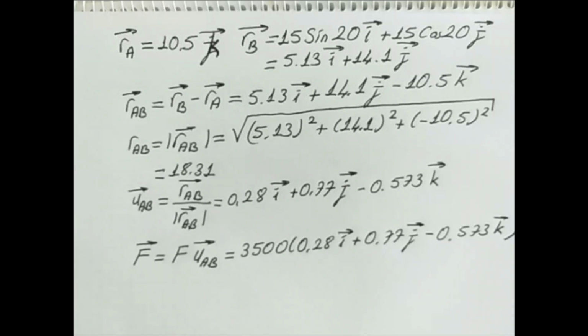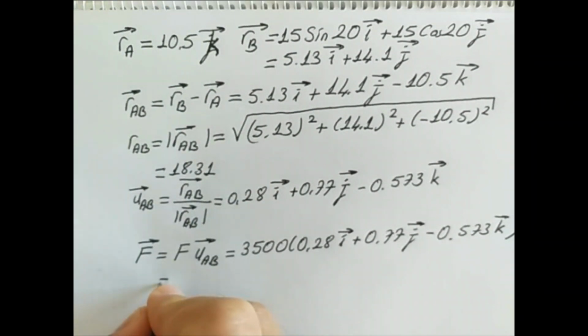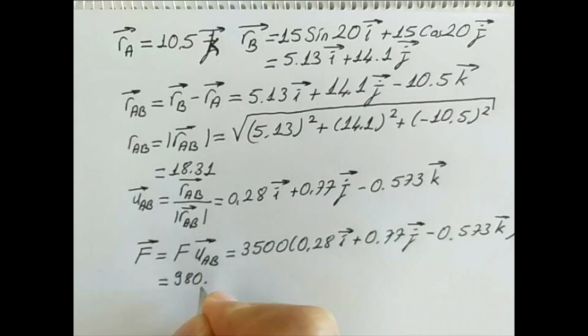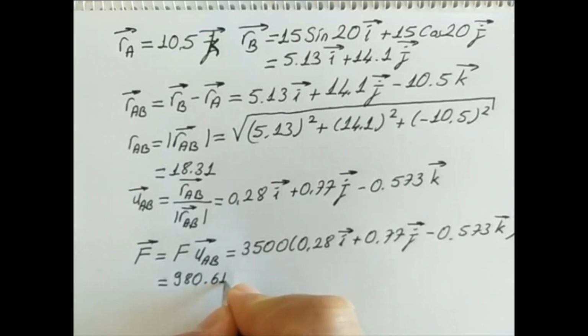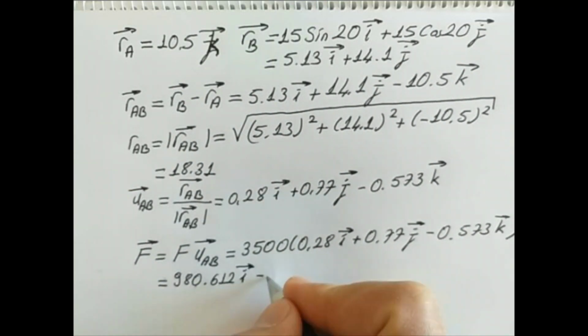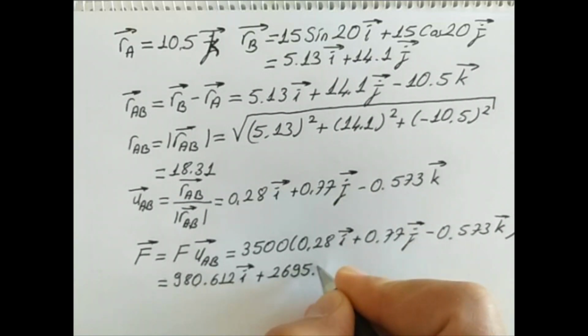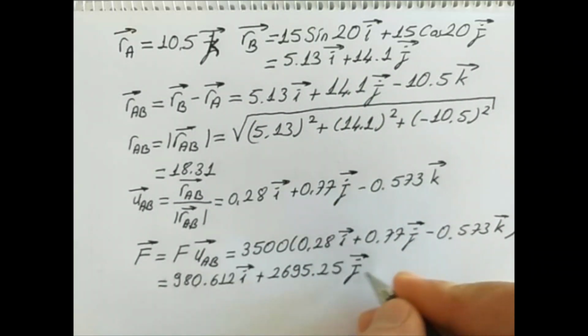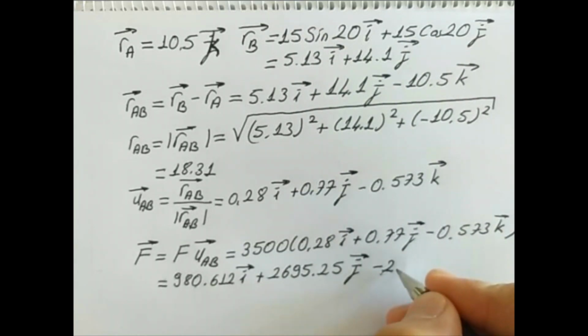Now the next step is to make the operation. So what we have is 980.612 I vector, plus 2,695.25 J vector, minus 2007.1 K vector, and the unit is newtons.